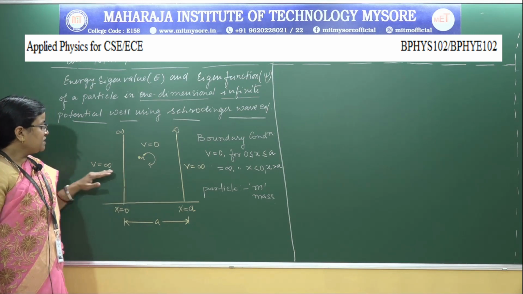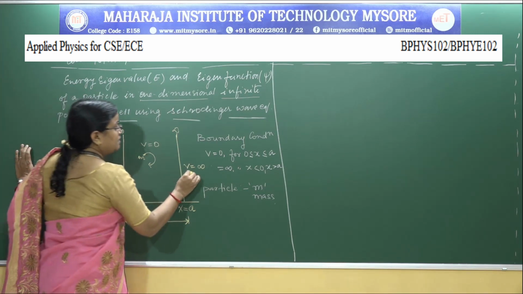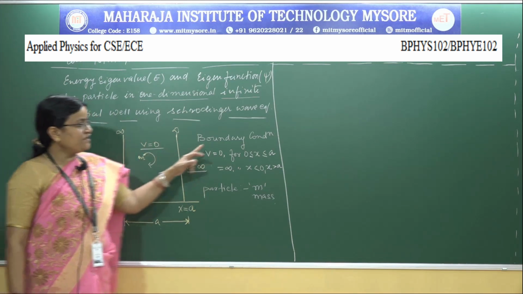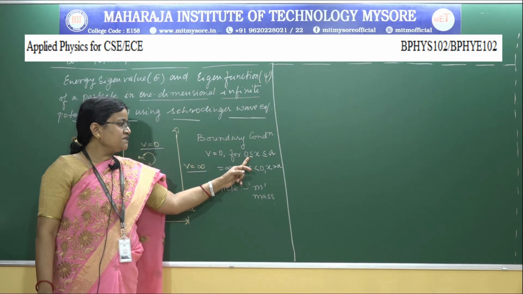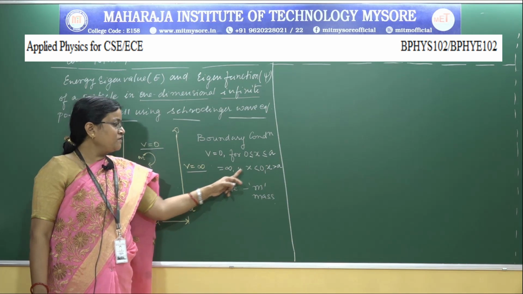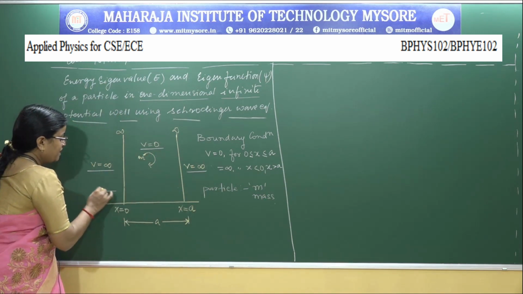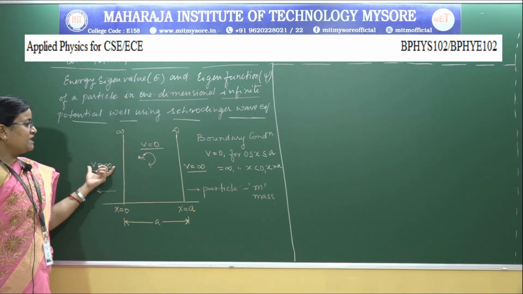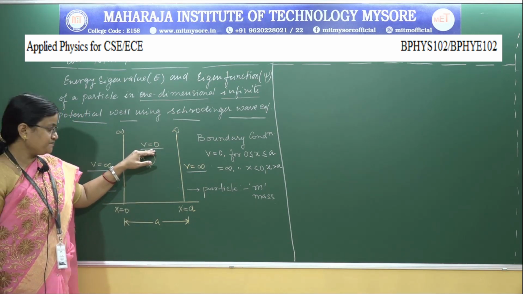Also, we assume that outside the potential well V is infinite and inside the well V is equal to 0. So the boundary condition for V will be equal to 0 for x greater than or equal to 0 and less than or equal to A, and it will be equal to infinity for x less than 0 and x greater than A, meaning outside the potential well the potential value is infinite and inside the well the potential value is 0.